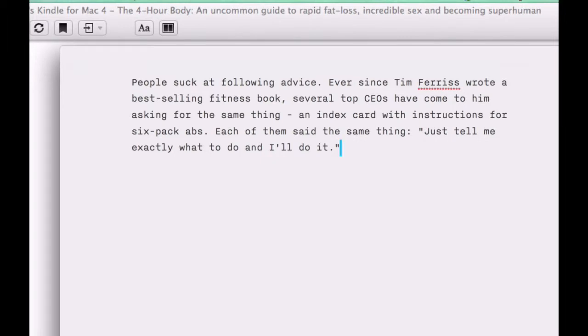So, people suck at following advice. Ever since Tim Ferriss wrote a best-selling fitness book, several top CEOs have come to him asking for the same thing, an index card with instructions for six-pack abs. Each of them said the same thing. Just tell me exactly what to do and I'll do it.